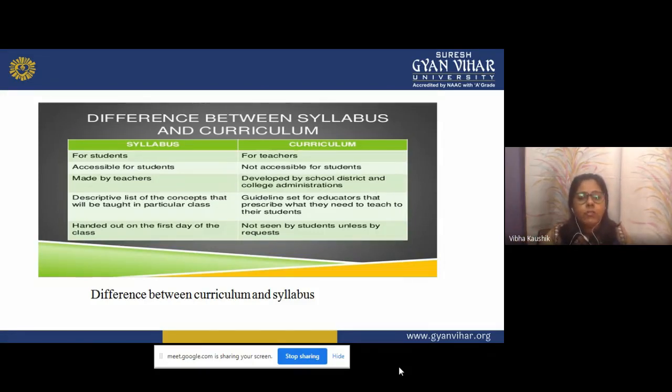The syllabus is handed out on the first day of the class. When you come for the first class, the teacher will give you the syllabus, saying that this is the syllabus of your particular subject. The curriculum is not seen by students unless by request. When a student wants to see the curriculum of the course, then only will it be given by the teacher. But the syllabus is handed over to the students on the very first day of their classes.